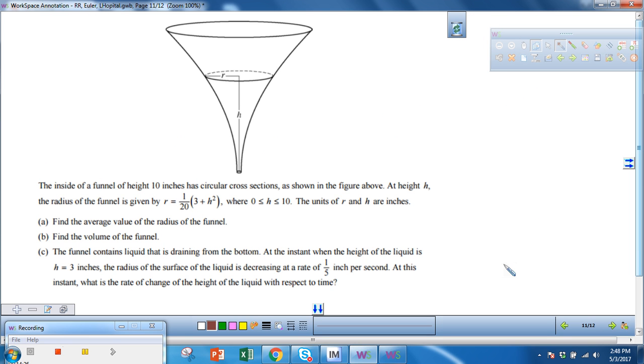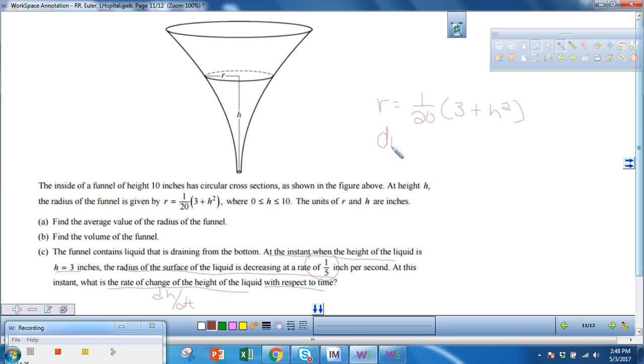The last one, again, was not difficult if you just read the question. It's asking you at the instant when the height of the liquid is 3, the radius is decreasing at the rate of 1/5. At this instant, what is the rate of change of the height with respect to time? So what they want you to find is dh dt. So they give you dr dt. That's dr dt. So r is equal to 1 over 20, 3 plus h squared.